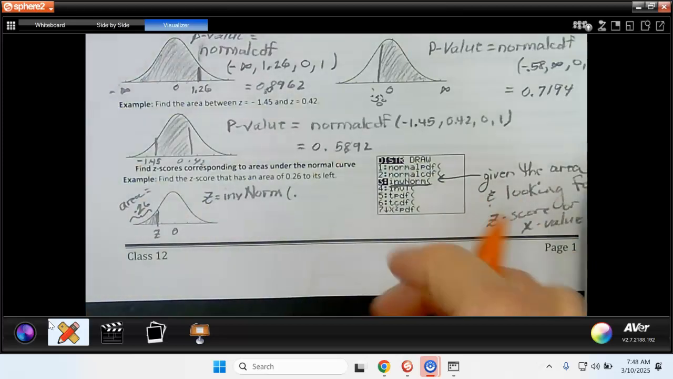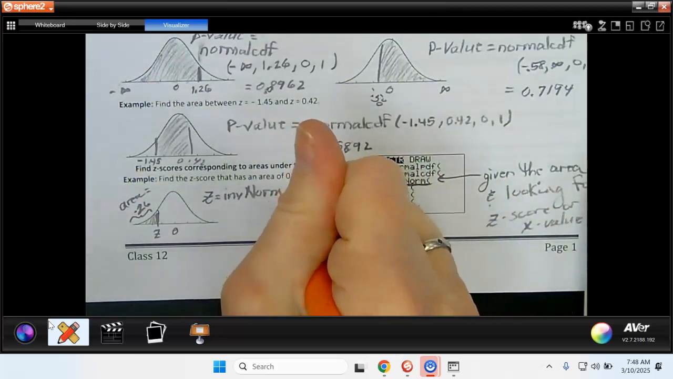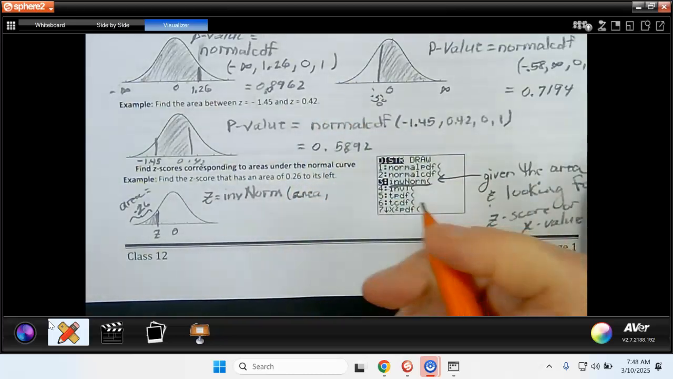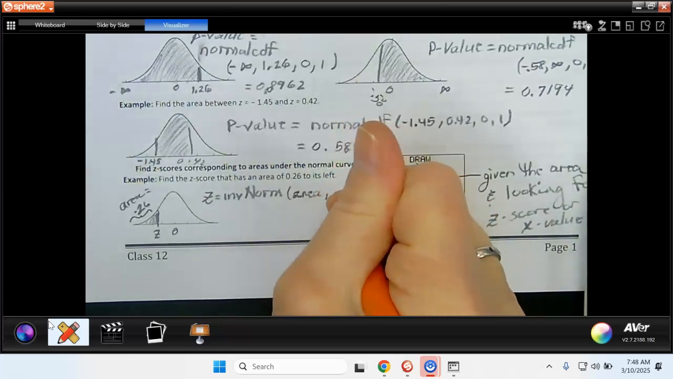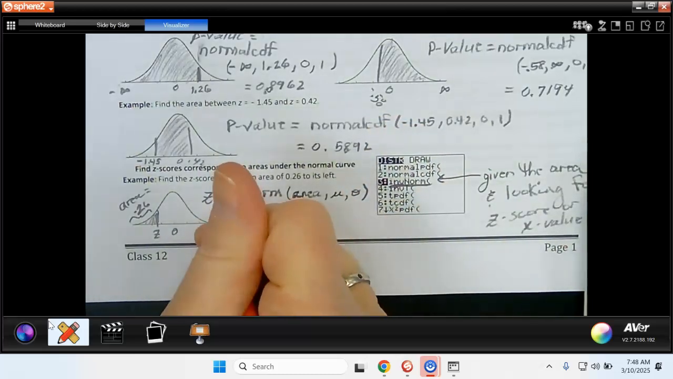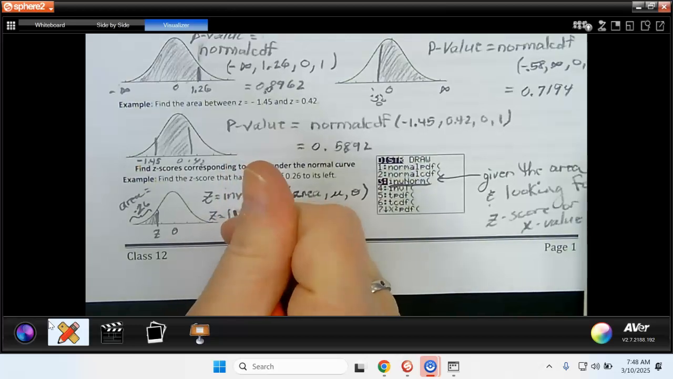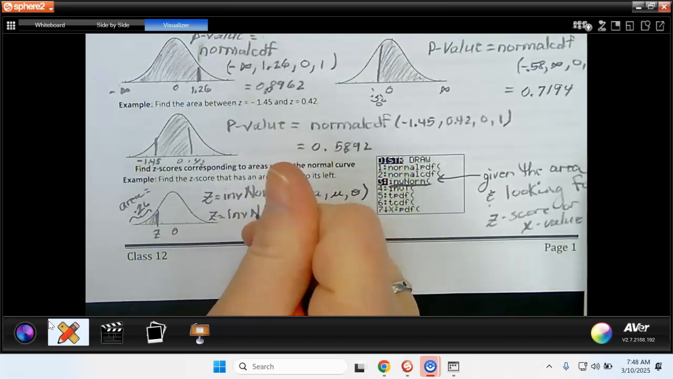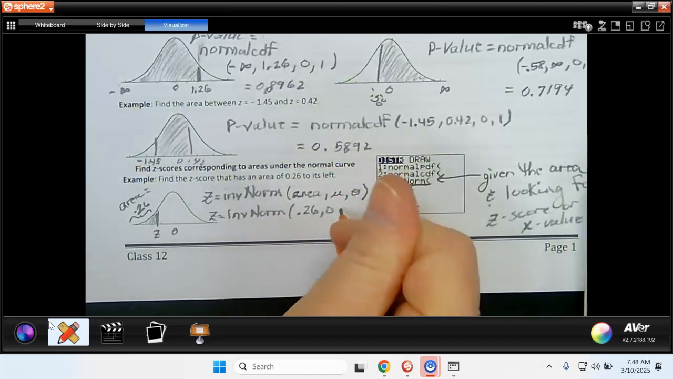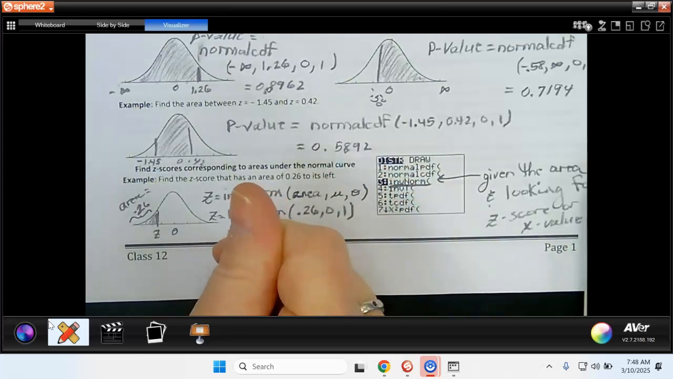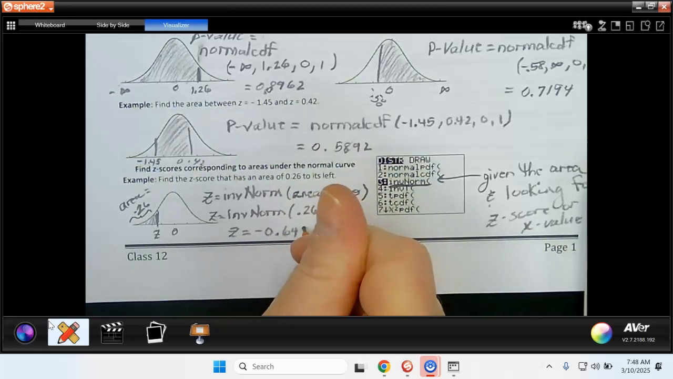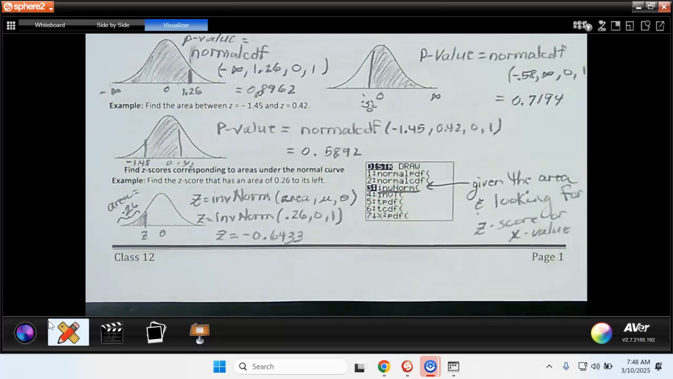So let me jot that down. If you're on an older calculator, you're going to hit inverse norm. Then you're going to write down your area that you're working with, comma, your mean, comma, your standard deviation, and then hit enter. Did that work? You should get z equals negative 0.6433. Is that what you got, Keith?